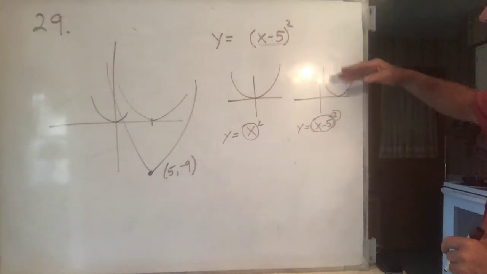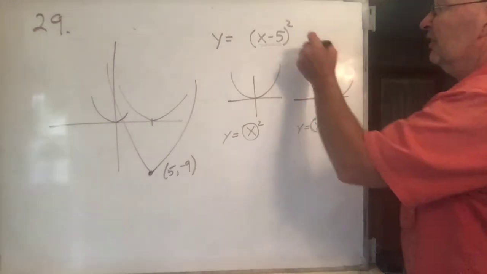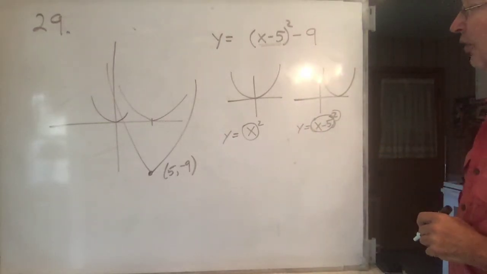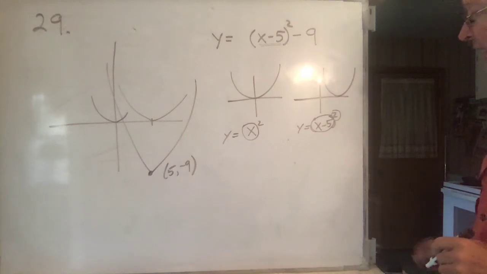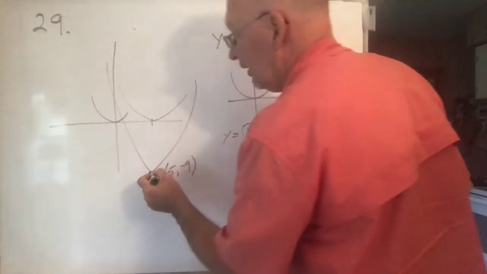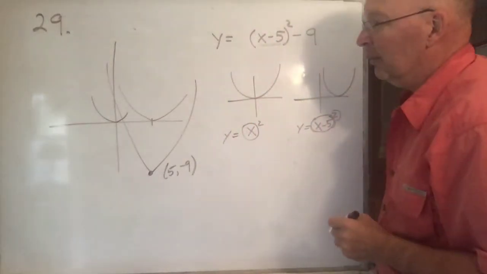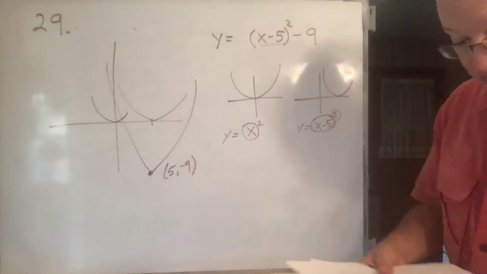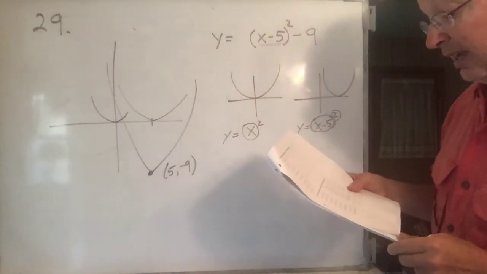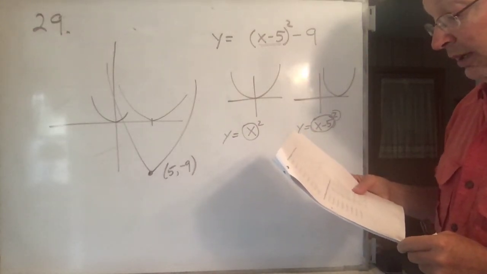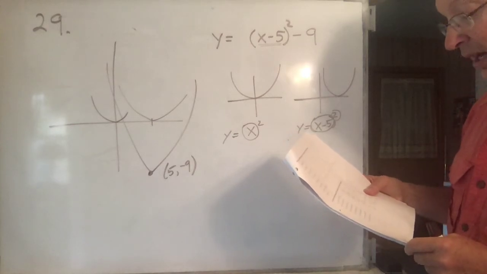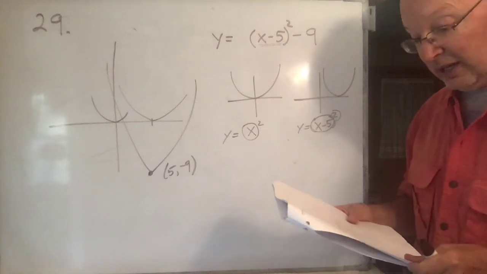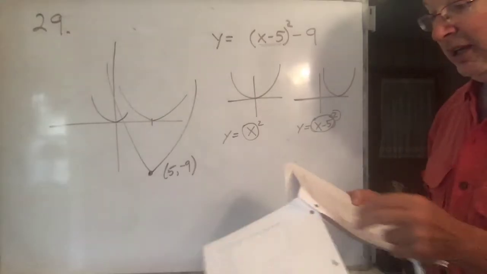And now if you want to move it down 9 units, if you just subtract 9, that should do it. So that would be an example of a graph that would look like this. I don't know exactly where the y-intercept is, but let's see if that's the only one that looks like that. I have an x minus 5 squared, e, and then minus 9. So that's the only one that looks like that, so it's got to be e. So that's 29.